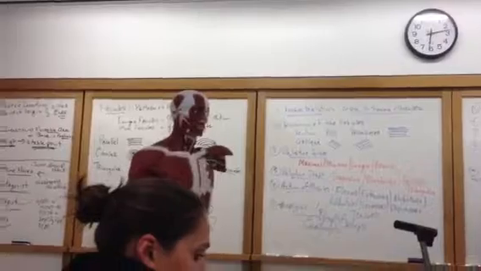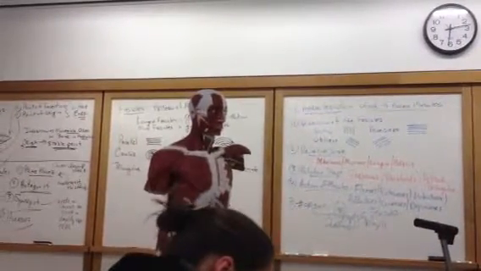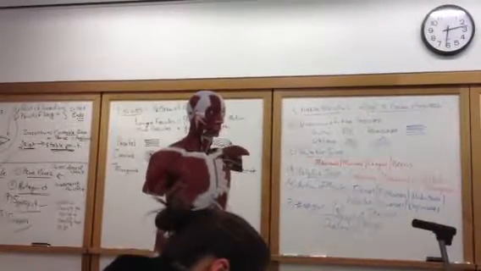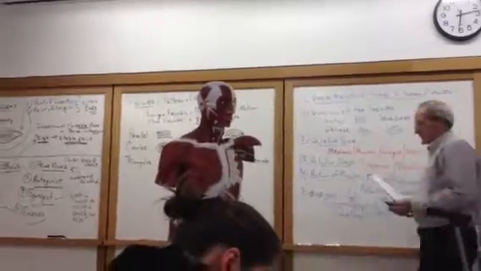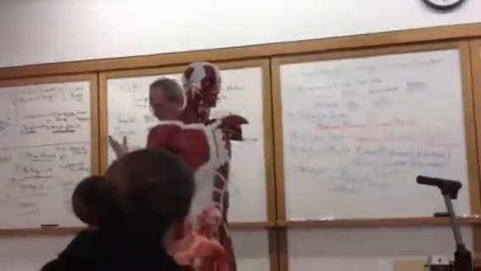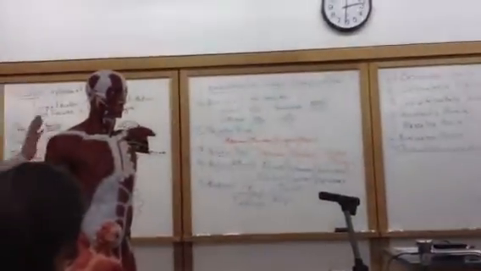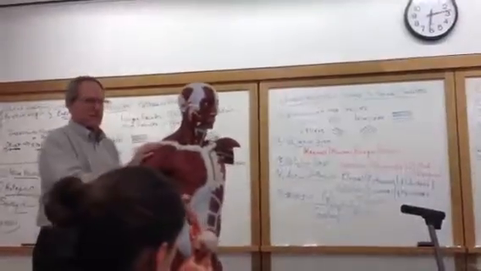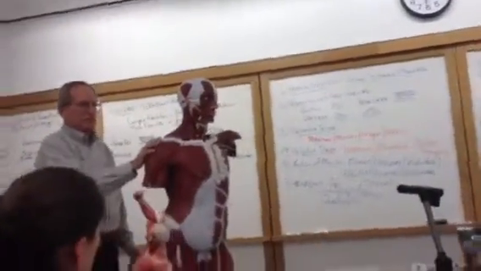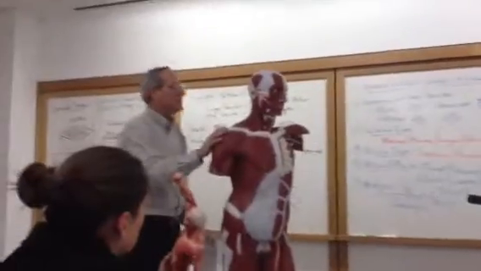The next muscle is the deltoid. The deltoid muscle is one that we talked about in the shape. It's a triangular muscle. It's right on the shoulder. It's the deltoid muscle right here, right on the tip of the shoulder.